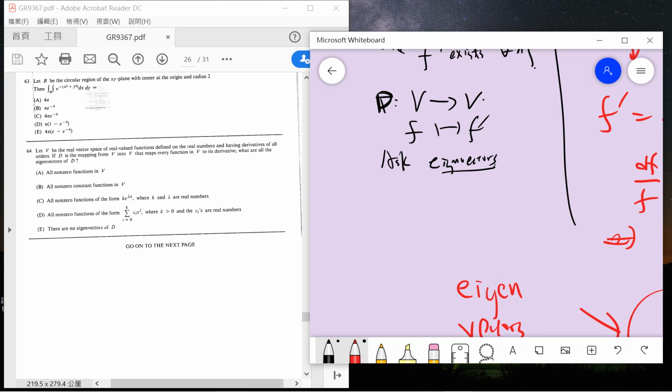So the eigenvectors of D, the answer is C, right? Because the eigenvector is just an exponential. We already proved it. So the answer is C. Yeah, so simple, right?